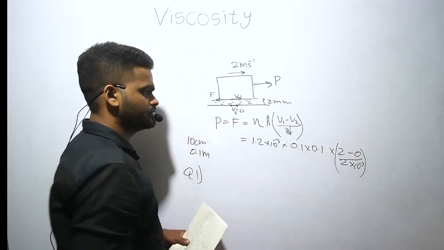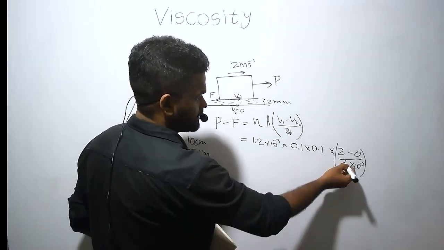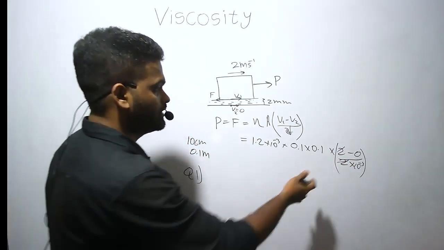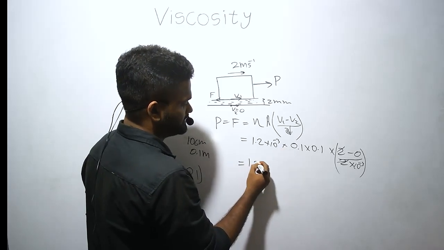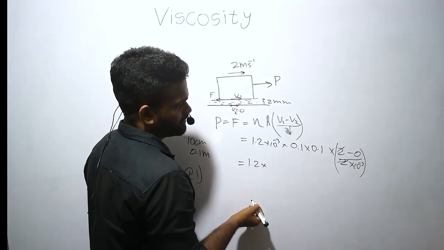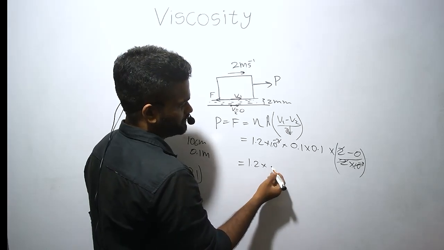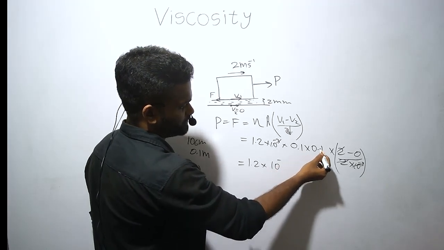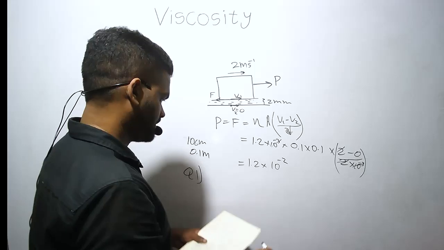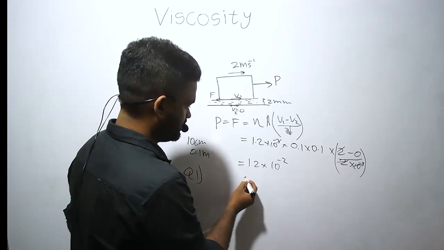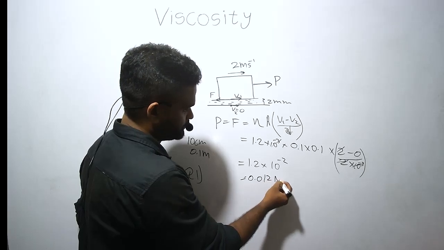Then you have to simplify these. Okay, take it down. If you have any problem, let me know, right? 2 cancels off. You can easily simplify this. This 10 to the power minus 3, 10 to the power minus 3 cancels off. 10 to the power minus 1, minus 1, minus 2. 0.012 Newton.